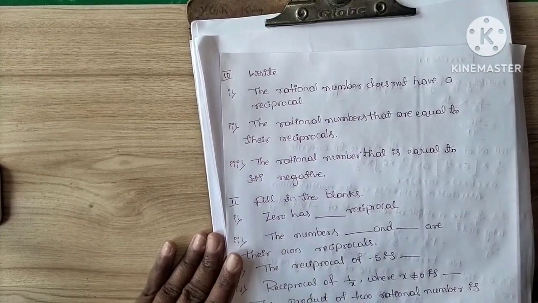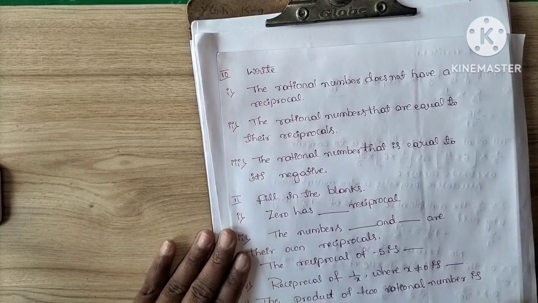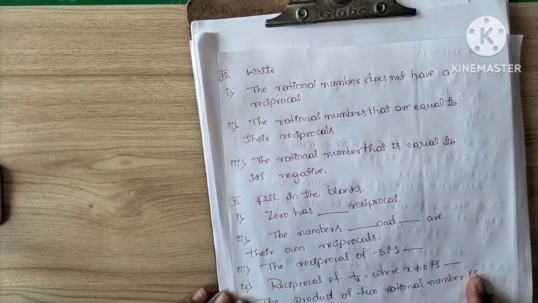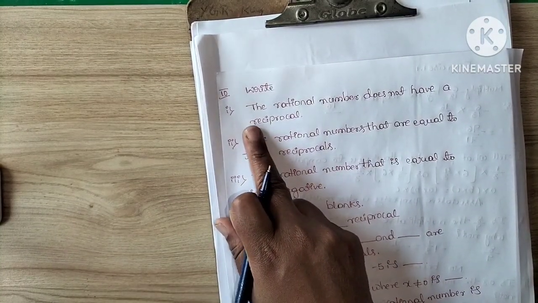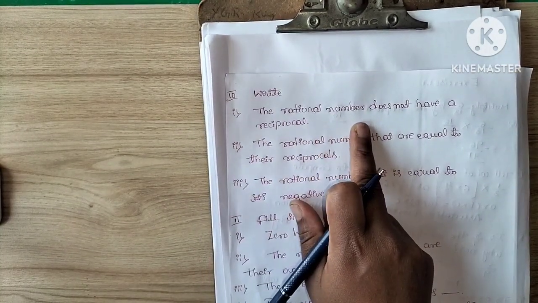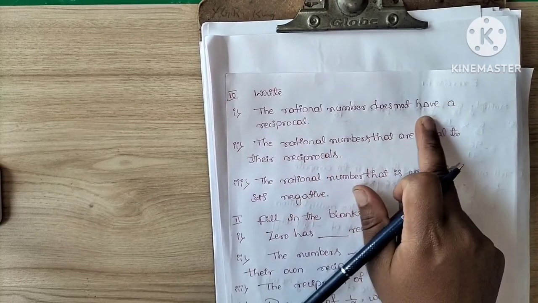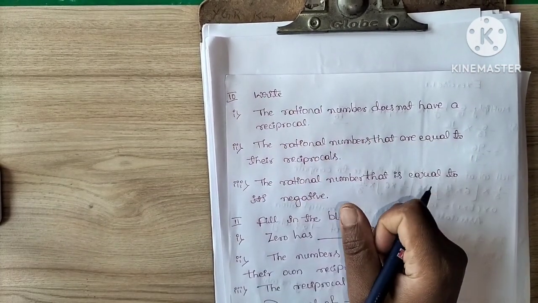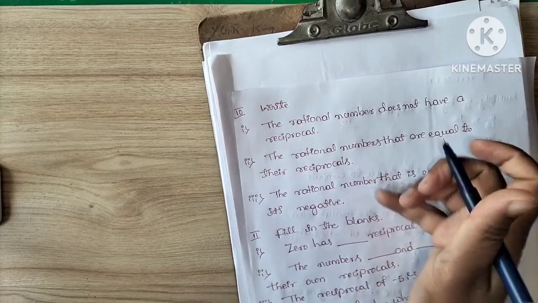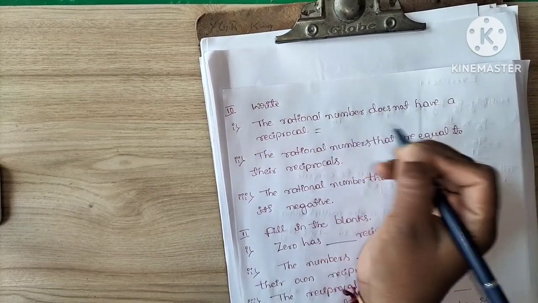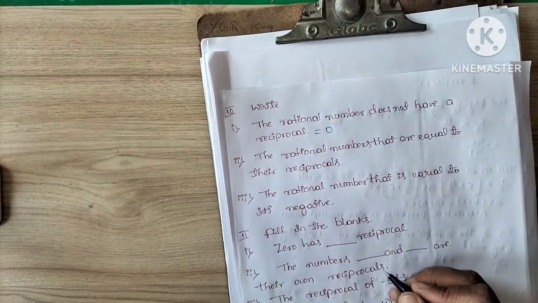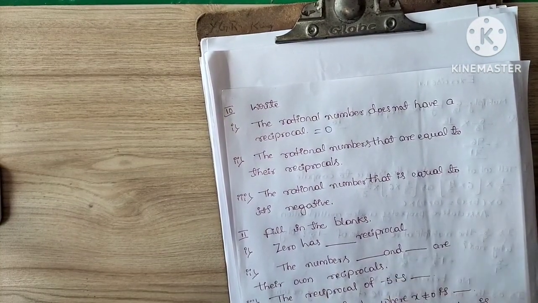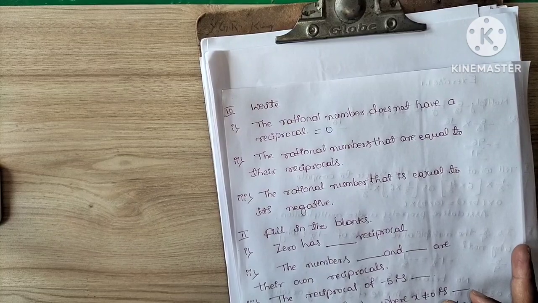The 10th question. They have given statements, and we should write the numbers. The first statement is: the rational number that does not have a reciprocal. Which is that rational number? So 0 is a rational number, but it doesn't have a reciprocal.